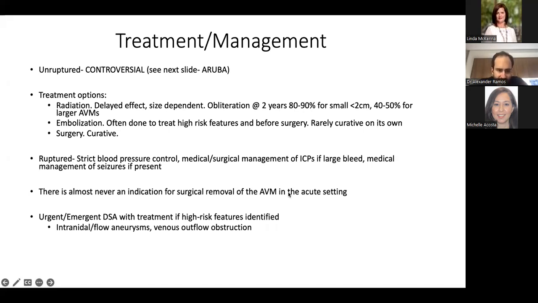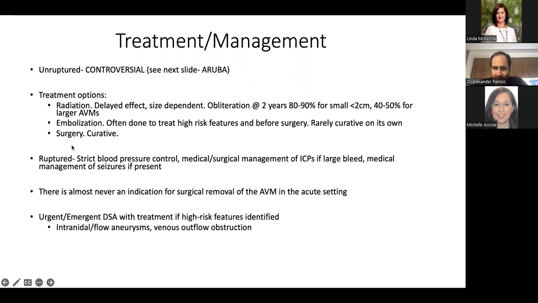Embolization, which we do in INR, involves threading a small catheter up to the AVM and injecting glue into the AVM. We do that often before surgery. We rarely do it by itself. So you often do embolization and surgery. And then you could do surgery, which cures it. You literally cut it out and you cure the AVM, but that comes with the risk of surgery.